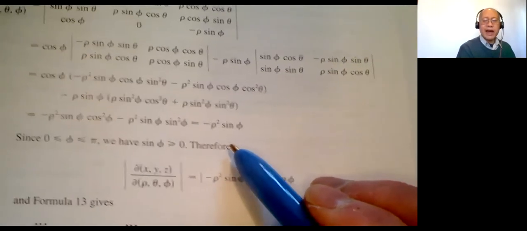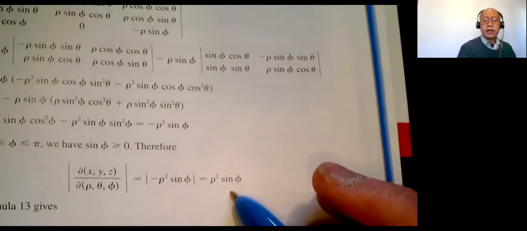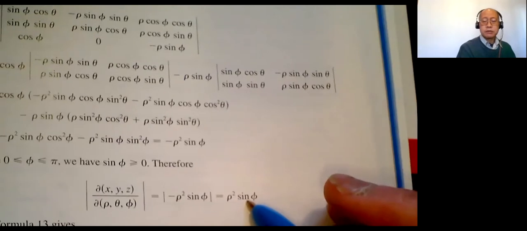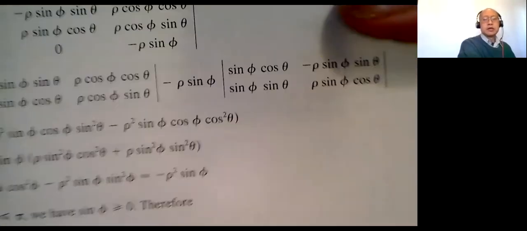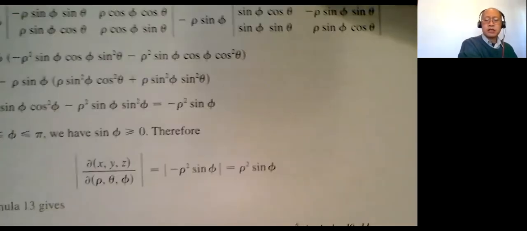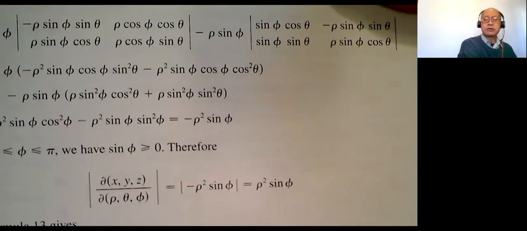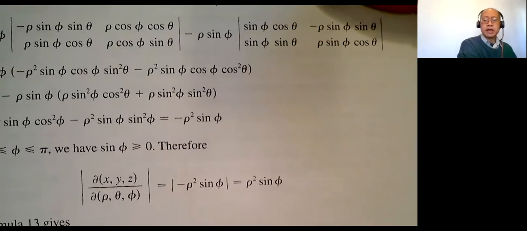Okay, the absolute value, of course, is positive rho squared sine phi. And so that does make sense, right? So when you change dv from dz, dy, dx to rho, theta, and phi, that's why you have to multiply by, now we know, the absolute value of the Jacobian, rho squared sine phi.